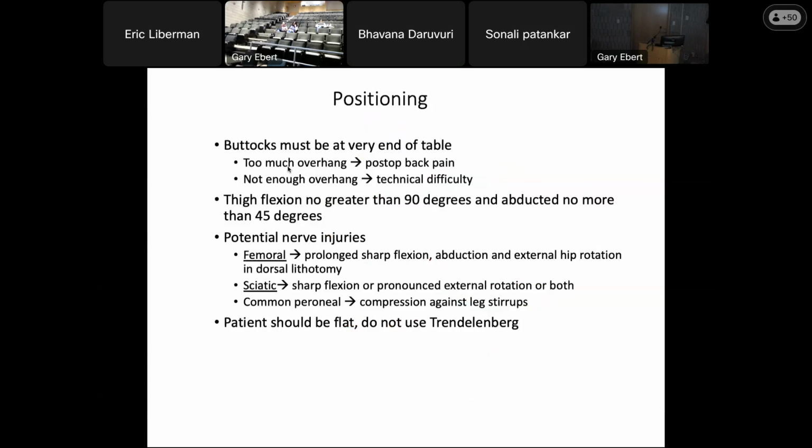So in terms of positioning, it is very important. You don't want to have too much overhang because then the patient will wake up with back pain, but if you don't have enough, it makes it more technically difficult. Don't flex the thigh greater than 90 degrees and abduction no more than 45 degrees. And this is just going over, again, different nerves that could be affected and clinically how they could present. You want the patient to be flat on the table. Don't use Trendelenburg.